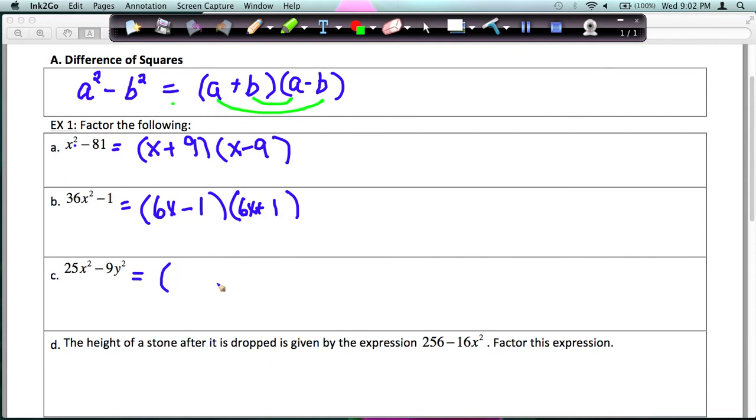Okay, so let's do the same thing with C. We don't have any GCF, so we're going to factor. The square root of 25 is 5, so for our first terms, we're going to have 5x and 5x. And then for our last term, the square root of 9 is 3, and we also have the variable y squared here, so it's going to be 3y and 3y. Again, opposite signs.